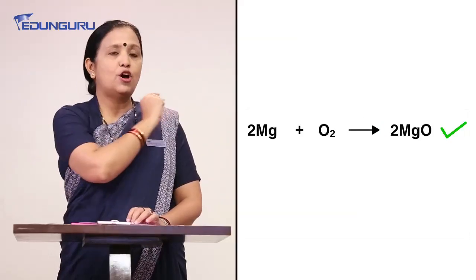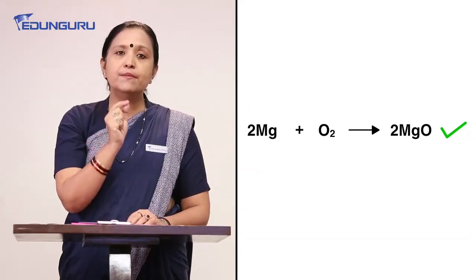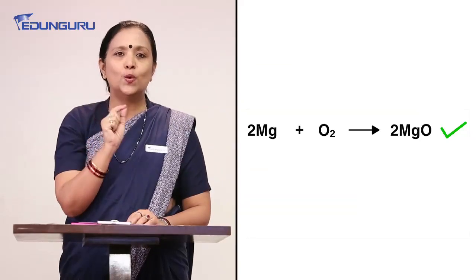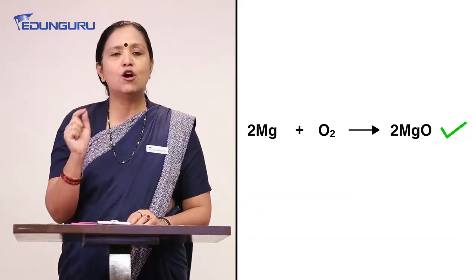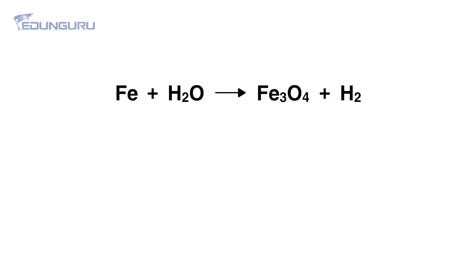So this kind of a balancing of equation where we ensure that the number of atoms of each element remain the same is known as the balancing of a chemical reaction. Let us take another equation to see how the balancing of equation is done. This equation is between iron and water. So Fe plus H2O gives Fe3O4 plus H2.